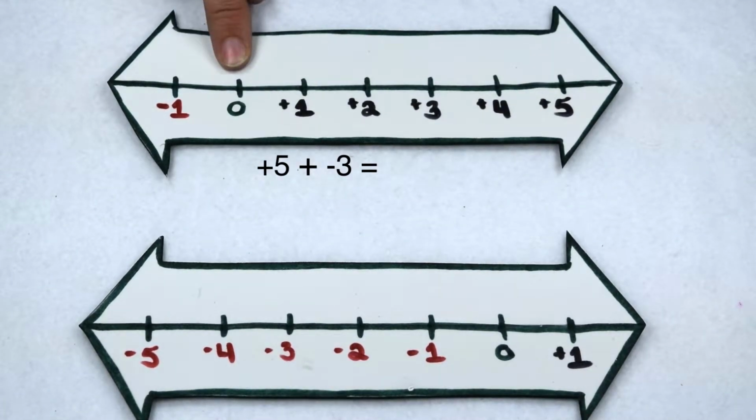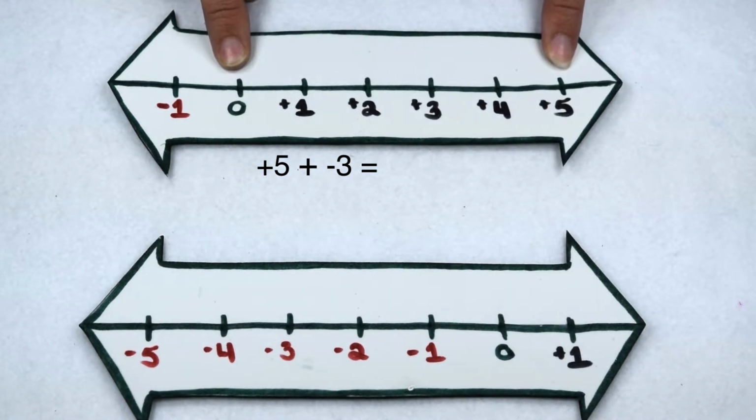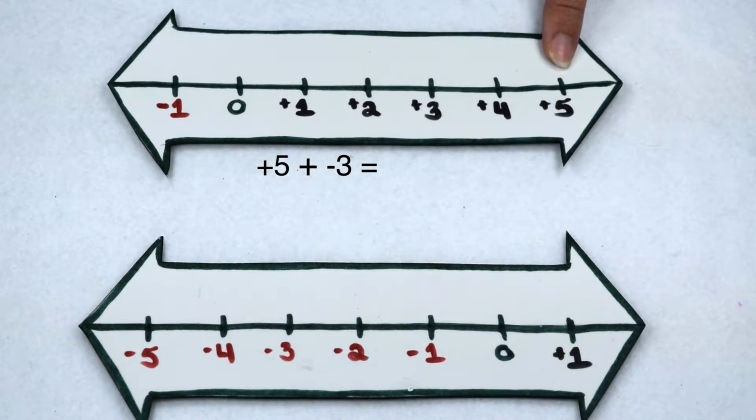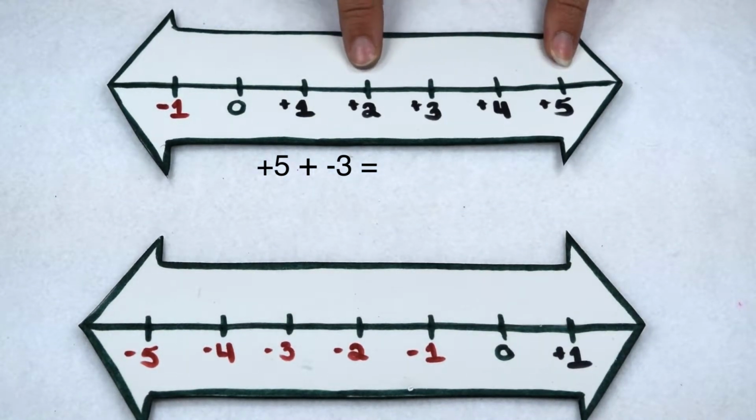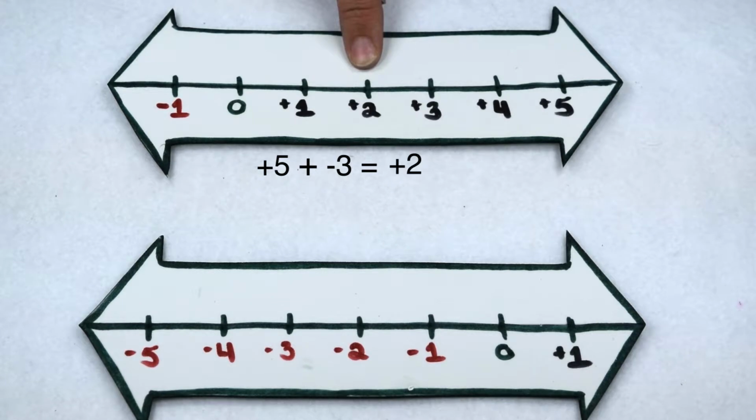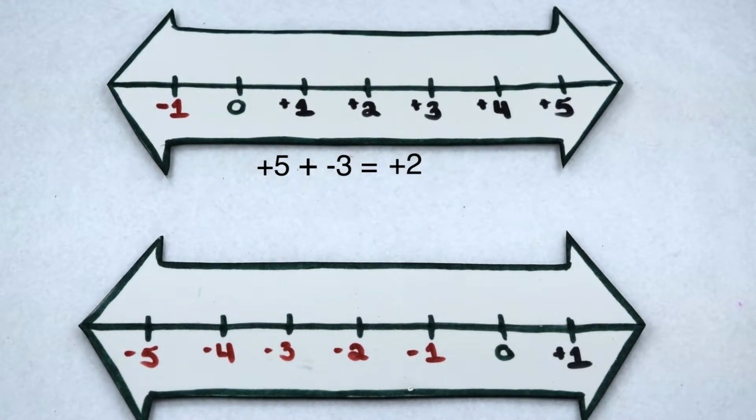Again, we're going to start at 0. Positive 5 tells us distance and direction, so we're going to go 5 places to the right since it's positive. From there, we need to move for negative 3. We're going to move 3 places and to the left since it's negative. So that lands us at positive 2. So positive 5 plus negative 3 gives us positive 2.